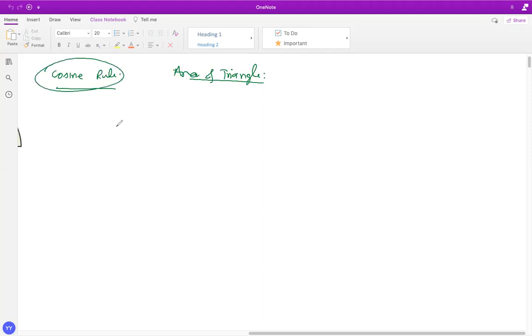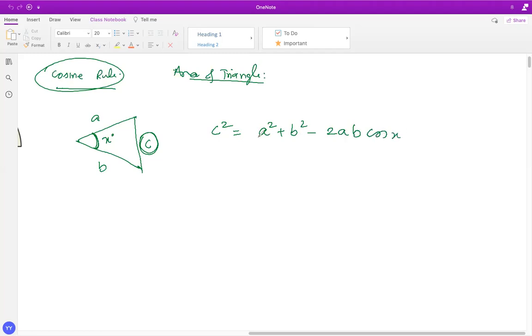The cosine rule is that when you have been given two sides, let's say sides a, b, and c, and you have been given an included angle, maybe x. In case you wish to find the opposite side, you can apply a Pythagoras theorem type of concept, like a square plus b square, but there is an additional term which is negative 2ab times cos x. This is why it is called the cosine rule. You can remember it this way: c is never used, so you do a square plus b square minus 2 times a times b times cos x. So this is the cosine rule.